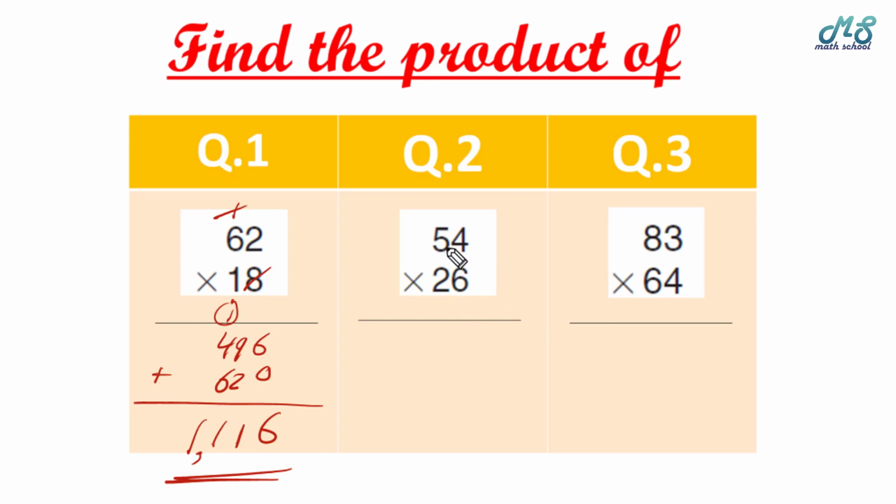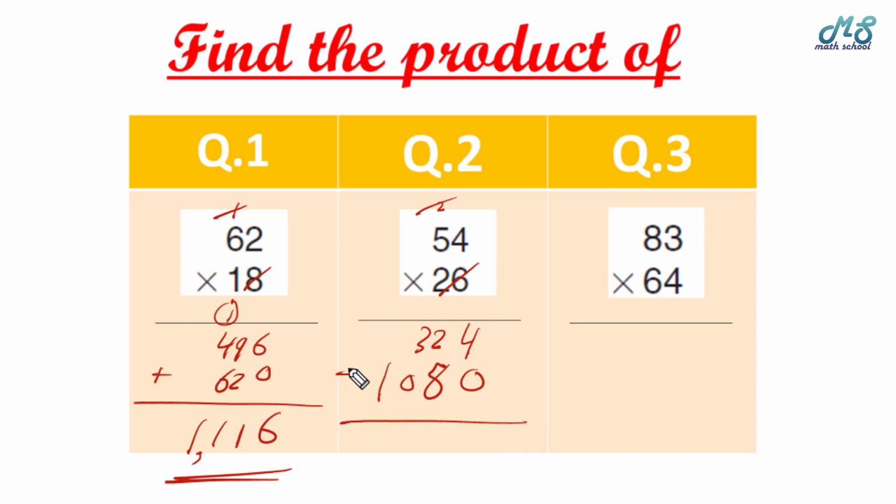Next, 54 times 26. First step, 6 times 54. 6 times 4 equals 24. Write 4 and keep 2 up. 6 times 5 equals 30. 30 plus 2 equals 32. Next, mister, cancel one's place and cancel what we kept before. Write 0 in one's place. Don't forget, 2 times 4 equals 8. 2 times 5 equals 10.